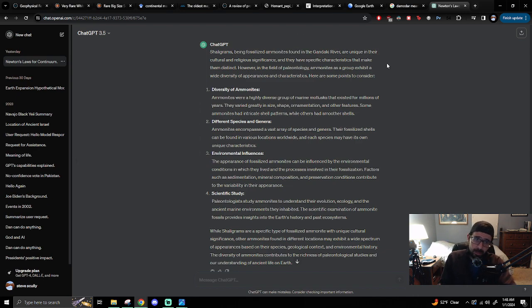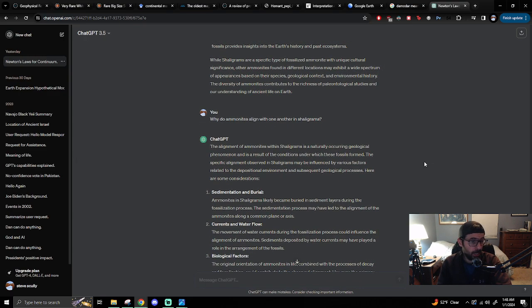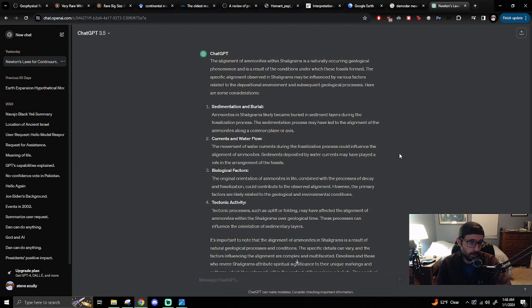Well, I mean, I study fossils. They're just not fossils. They're pseudofossils. It's a category of fossils I know. Why do ammonites align with one another in shallograms? Like, align with one another? The alignment of ammonites within shallograms is a naturally occurring geological phenomenon. I don't know if it's actually aware or just like answering the question, if some people are aware of this. As a result of the conditions under which these fossils formed.